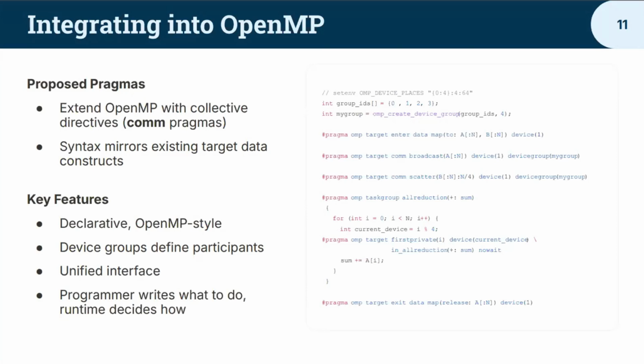So again, we are creating a device group here in this variable. Here we have an enter data map to device one, and here we have a broadcast to the device group called my group. With that information, here we're creating a test group and specifying that we're doing an all reduce over this variable. So with this syntax, the runtime has sufficient information to execute a reduction and then broadcast the data to all the devices in the device group.